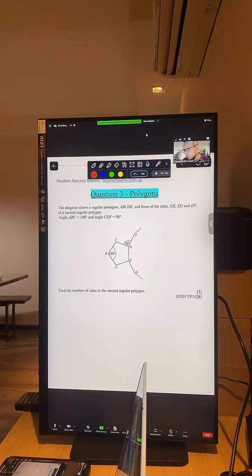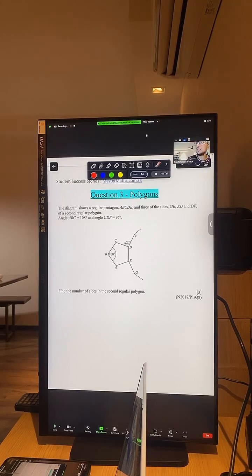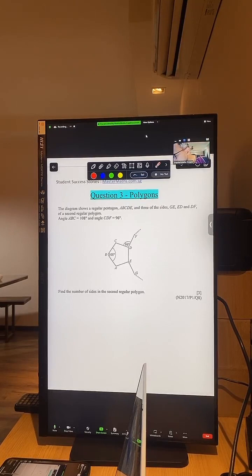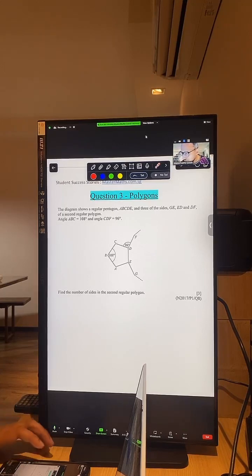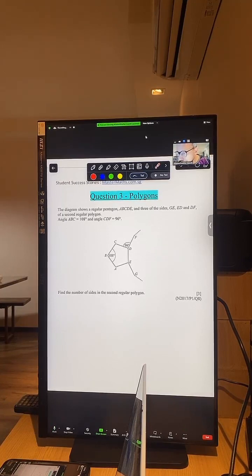Those of you who have come up with the answer, the number of sides in the second regular polygon, maybe you can share the answer with me in the comments section. Elon Ong, do you know what the answer is? Duncan, do you know what the answer is for this one? Anybody? Hello?